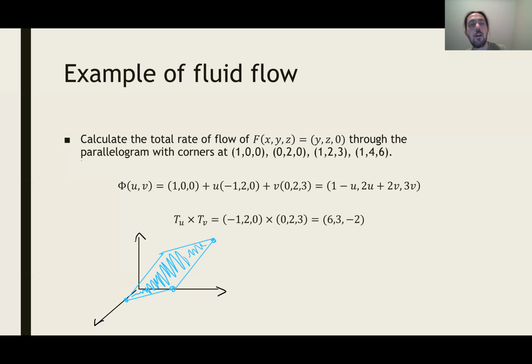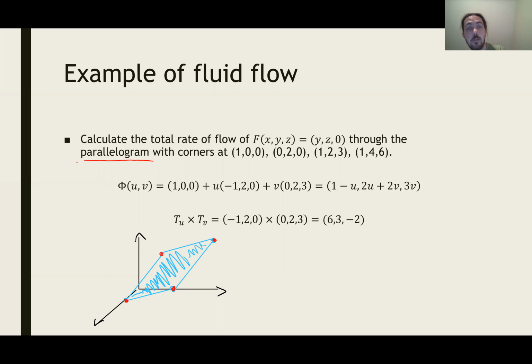Let's do an example of calculating fluid flow. Here we've got a parallelogram with corners at 4 points: (1, 0, 0), (0, 2, 0), (1, 2, 3), and (1, 4, 6), like so. To parameterize this surface, we would find two direction vectors.